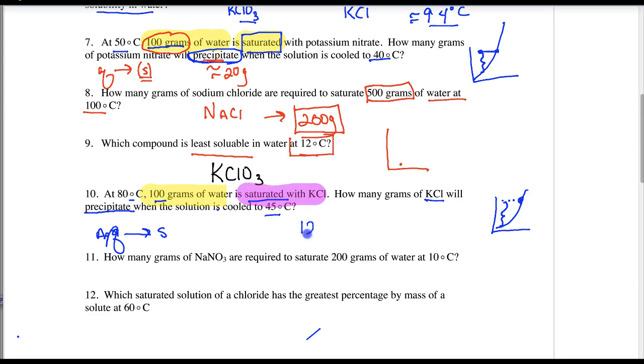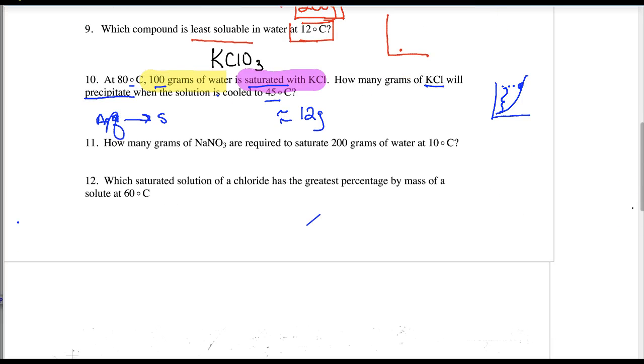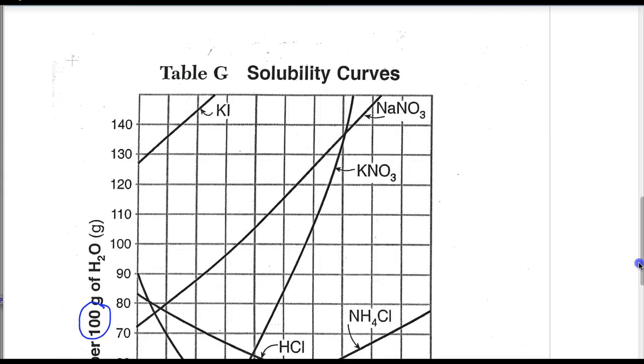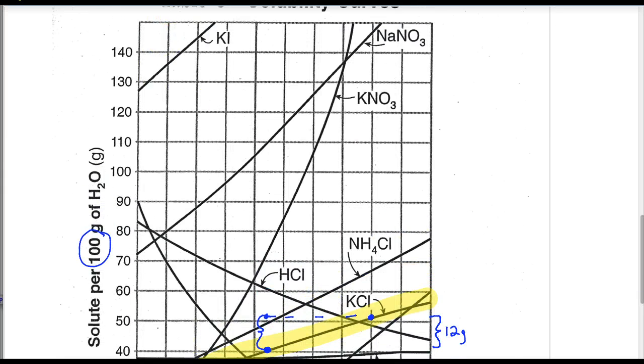Okay, and I'm sure you're getting the hang of this. Plus or minus 2 probably. Okay, last couple. How many grams of sodium nitrate are required to saturate 200 grams of water at 10 degrees Celsius? Saturate on the line, 200 grams of water. I have twice as much water. So sodium nitrate at 10 degrees. There's my sodium nitrate. I can make sure we know what line this is. And sodium nitrate at 10 degrees is right here.